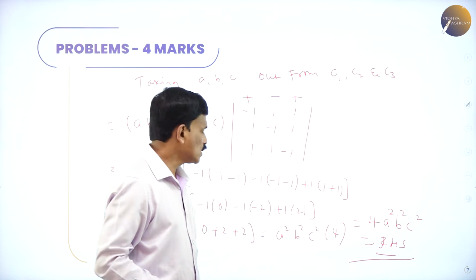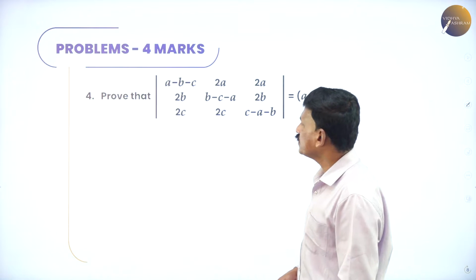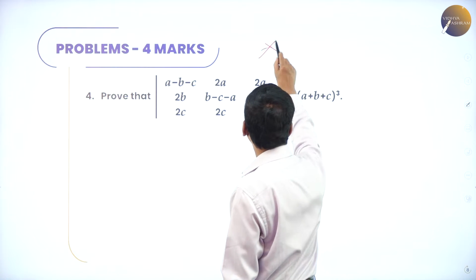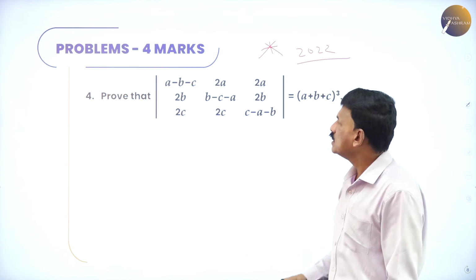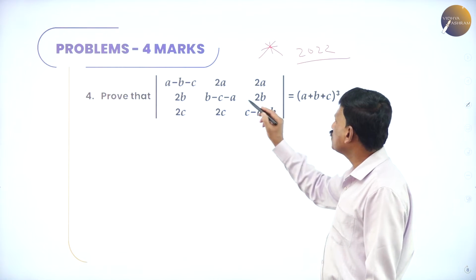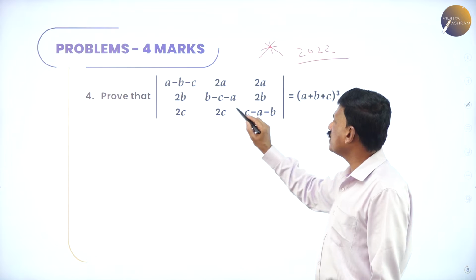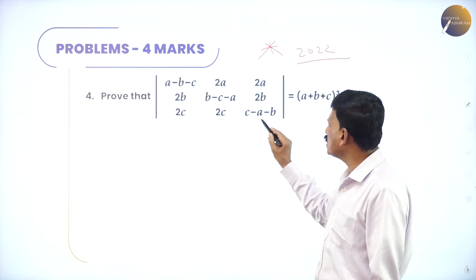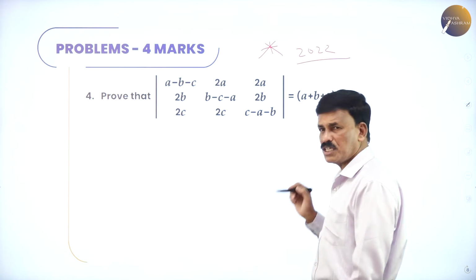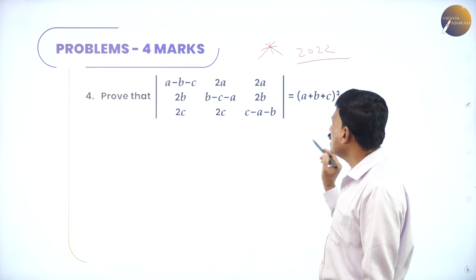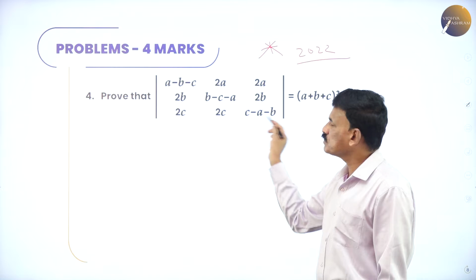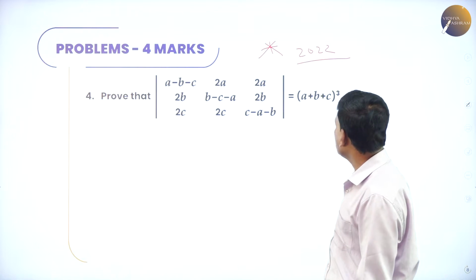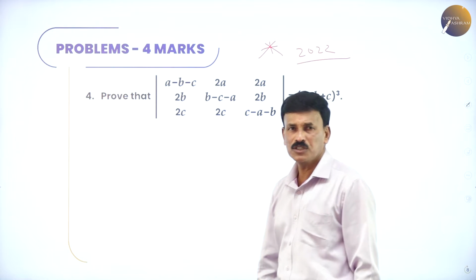Now let us come to the next problem. This is also a very important problem indeed. Prove that the determinant with rows a minus b minus c, 2a, 2a; 2b, b minus c minus a, 2b; 2c, 2c, c minus a minus b. Here the diagonals are a minus b minus c, b minus c minus a, c minus a minus b, and the other entries are 2a, 2b and 2c. What we want to get is (a plus b plus c) whole cube.